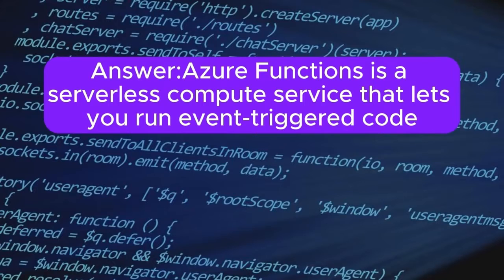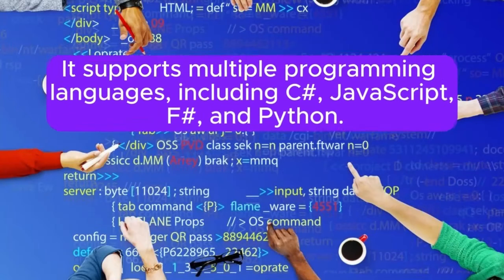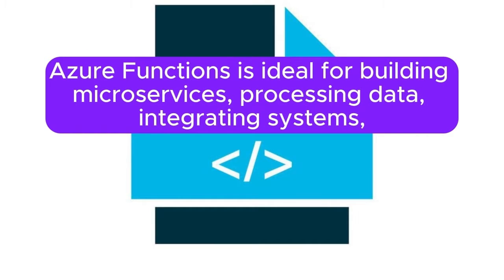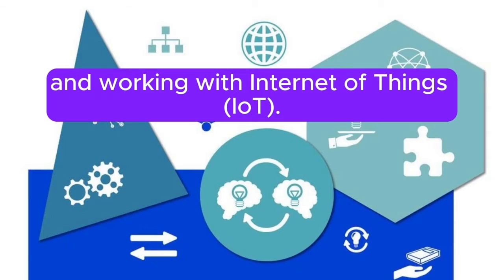Answer. Azure Functions is a serverless compute service that lets you run event-triggered code without having to explicitly provision or manage infrastructure. It supports multiple programming languages, including C#, JavaScript, F#, and Python. Azure Functions is ideal for building microservices, processing data, integrating systems, and working with Internet of Things (IoT).